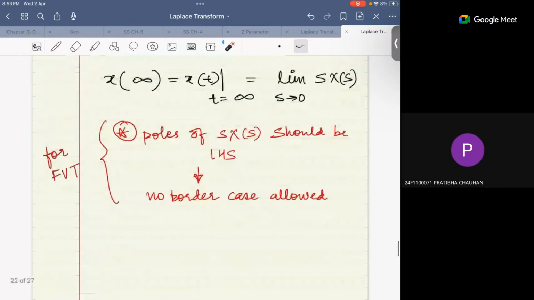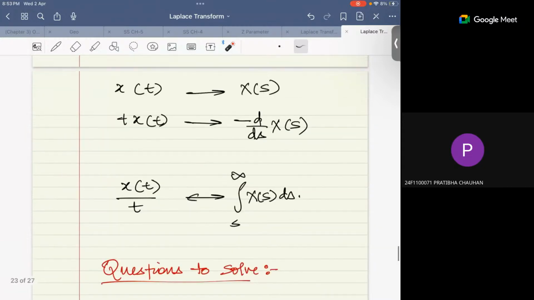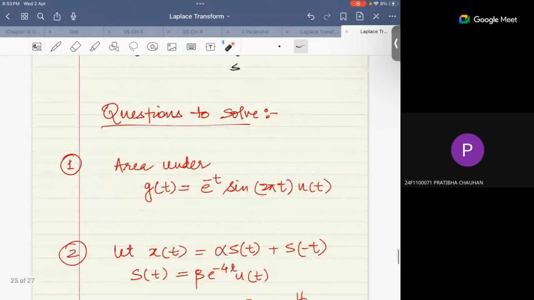Okay, the poles and the zeros, I hope you're already aware of. Any signal or system that has been given to you, you are already aware of what the poles and the zeros of any signal are. Okay, now let's solve some of the problems.